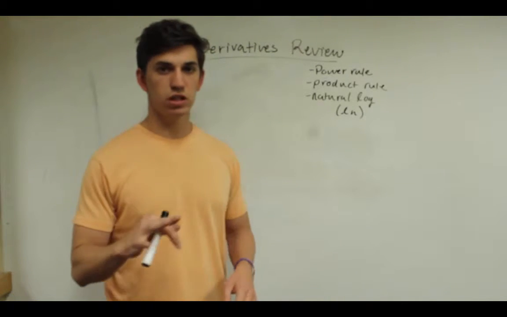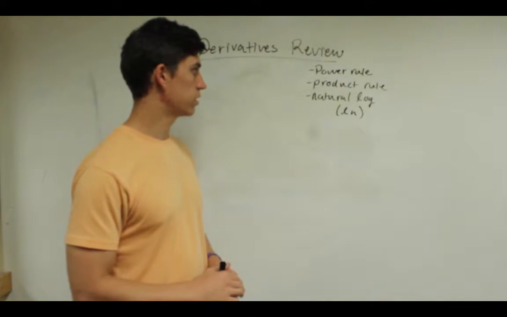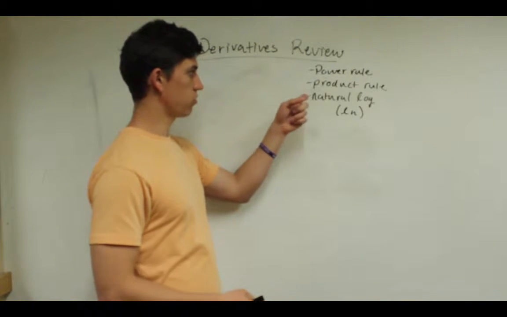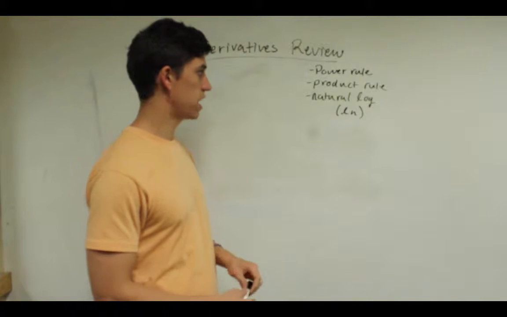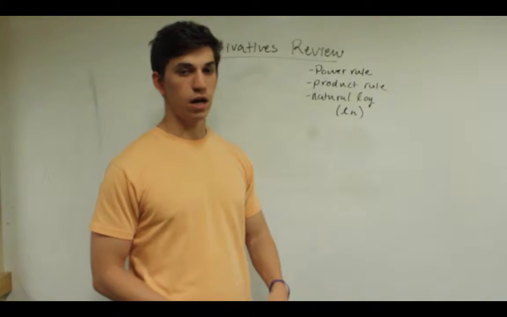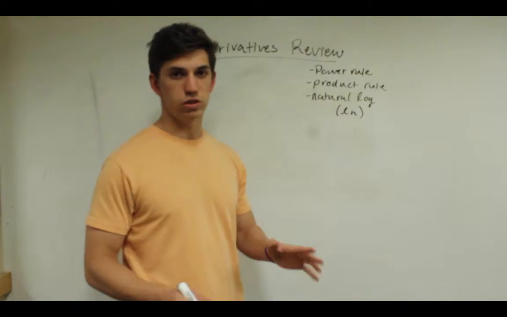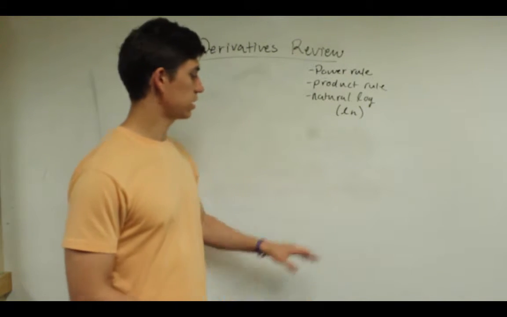Okay, so the three major things I'm going to try and go over today that you'll probably run into in upper division econ at some point are the power rule, the product rule, and taking derivatives of natural logs or ln's. So sometimes this ln might be expressed just as log, but usually that's what they mean. I'll get into that in a second though.